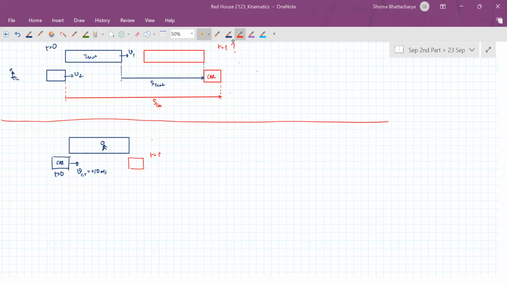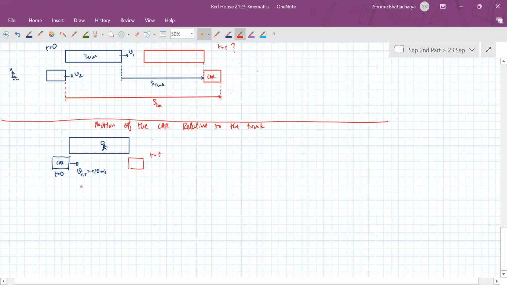This is where we are understanding the motion of the car relative to the truck. So the car is moving a total displacement relative to the truck of this much. So this displacement should be how much? It should be 25 plus 5. It should be at 10. So the time should be 3 seconds.